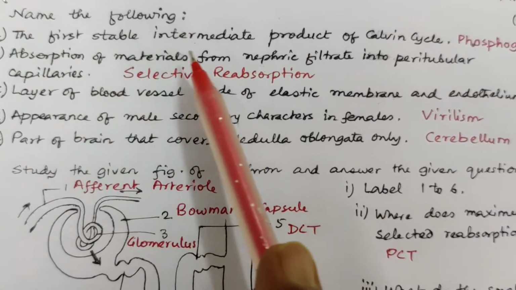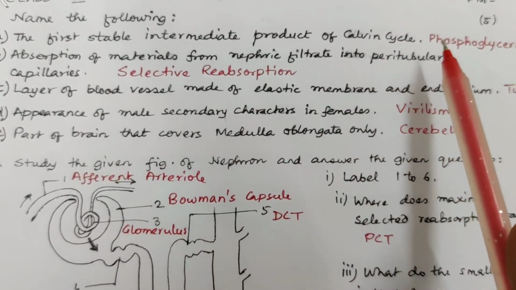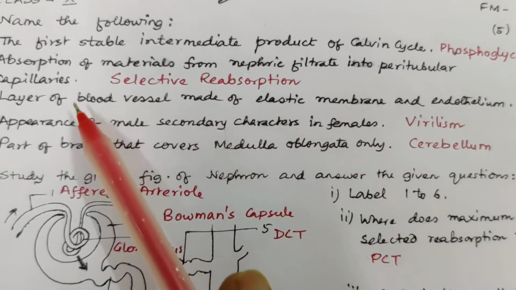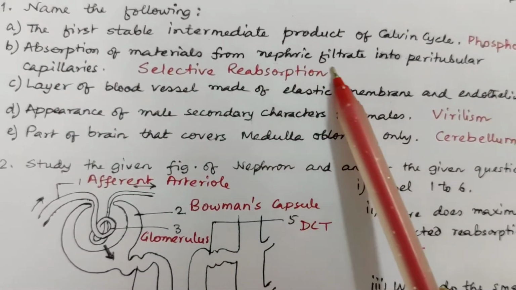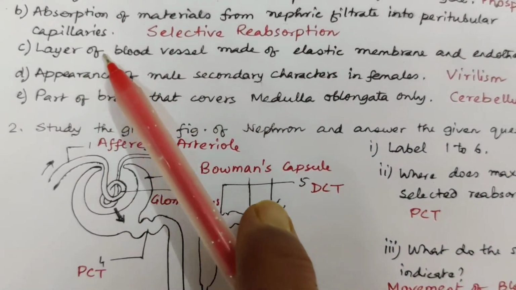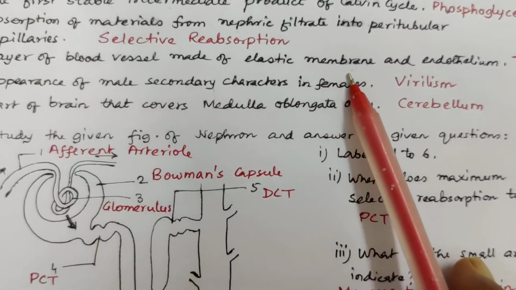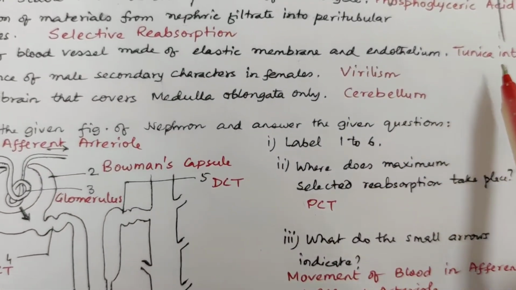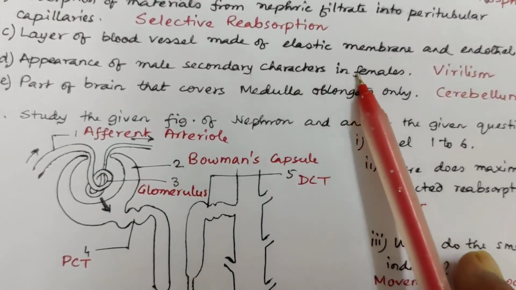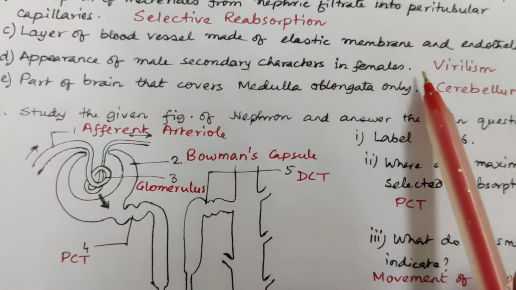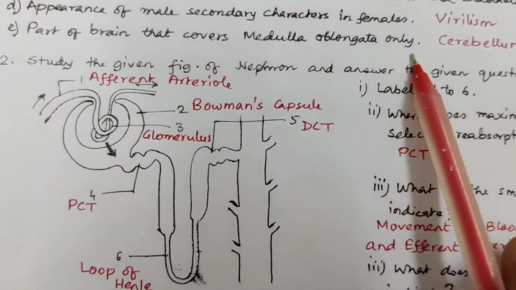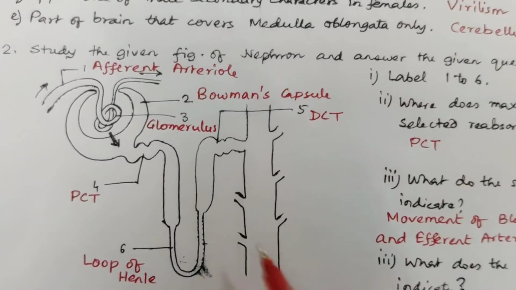Name the following: the first stable intermediate product of Calvin cycle. You can write PGA or write the full thing, phosphoglyceric acid. Absorption of materials from nephric filtrate into peritubular capillaries is selective reabsorption. Layers of blood vessels made up of elastic membrane and endothelium is called tunica interna. Appearance of male secondary characters in females like mustache, beard, etc., that is called virilism. The part of the brain that covers medulla oblongata only is the cerebellum.